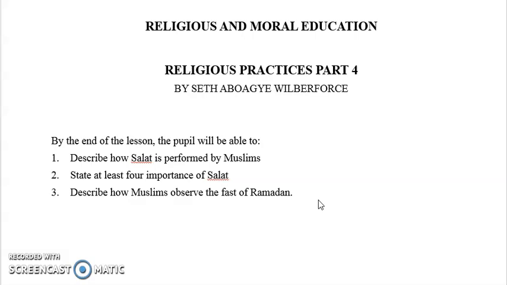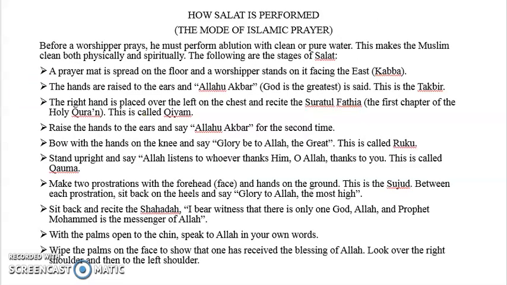Last week, we discussed some of the religious practices in Islam. We went through how ablution is performed. We also looked at the things which spoil ablution, and we went through some of the types of prayers in Islam. Today, we are doing religious practices part 4, and this consists of how Salat is performed, that is, how the common prayer is performed. Then we will look at the significance of Salat and describe how Muslims observe the fast of Ramadan. So let's go on to our discussion for today.